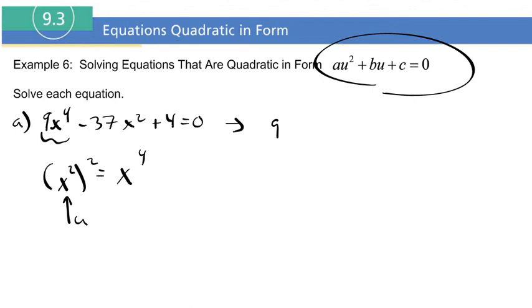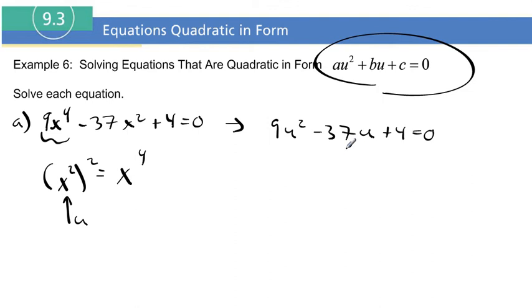So that's 9u squared minus 37u plus 4 equals 0. Again, u is x squared. That's why I can replace that with u right there. And the x to the power 4 I can replace with u squared because x squared is u, and x to the power 4 is x squared squared. But this whole thing is u. Okay, so now let's solve this.